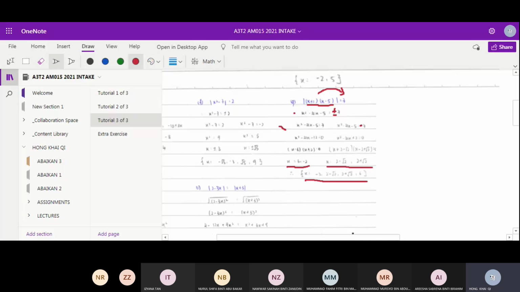Actually, for this kind of questions, the first step is to cancel the modulus, change the modulus to the right hand side. Then you'll find two equations and you can solve them already.